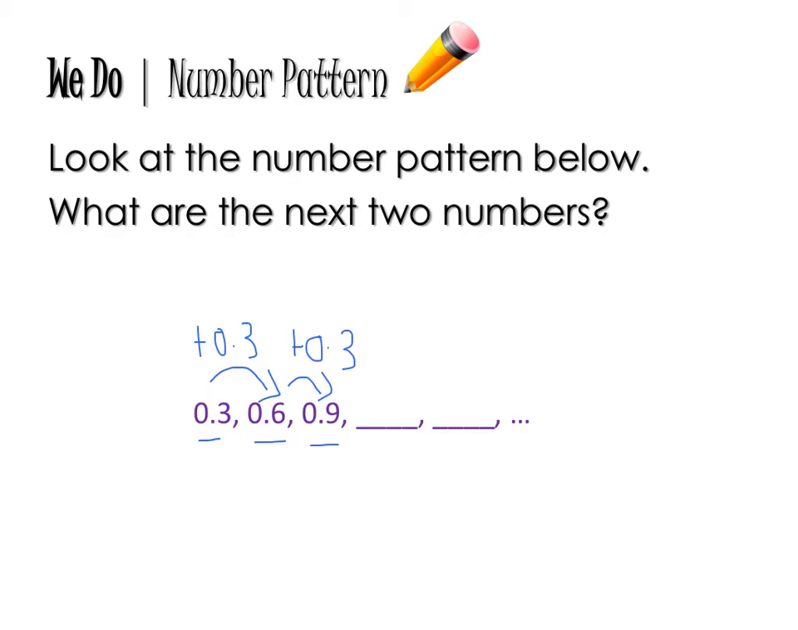So if I continue on with this pattern, after 0.9, if I increase it by 3/10, it will get 1.2. And if I increase that by another 3/10, I will get 1.5. Okay?